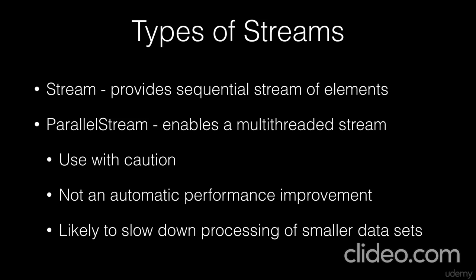I see too many newer developers think that parallel equals fast, and that is not necessarily the case, because there is a cost to breaking things out. If you're working with smaller data sets, this is probably going to slow things down. With parallel streams, you're going to be working with thousands or tens of thousands of elements before this really makes sense to use. Definitely use parallel streams with caution because it can slow things down.